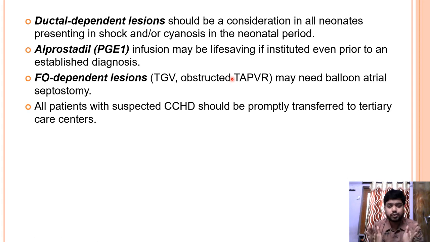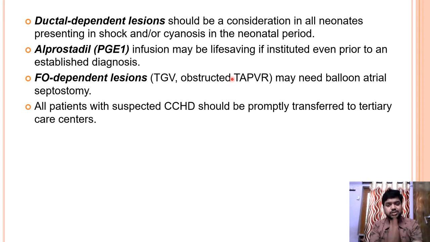If there is no communication, suppose the atrial septum and ventricular septum are intact, and all your pulmonary veins are landing up in the right ventricle, how is your left atrium going to receive blood? Where from is it going to receive blood? If there is no blood in the left atrium, how is your left ventricle going to pump to the systemic circulation?